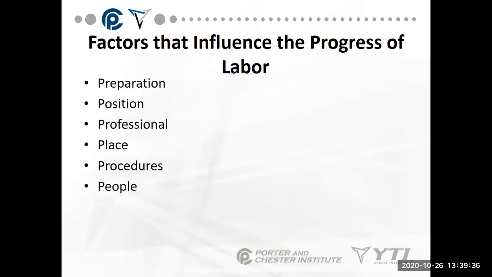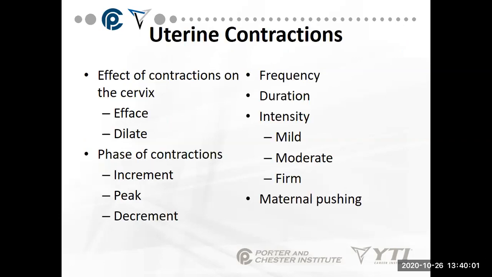So here, let me look at this slide really quick. It talks about the factors that influence the progress of labor. So you have to prepare, the mother has to be positioned, professional, everybody there, the doctors, the nurses, the place, the setting. What kind of procedure? Is it going to be a cesarean? Is it going to be a vaginal delivery? And the people, the family, okay?